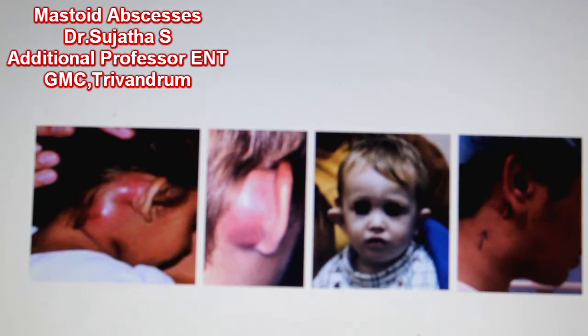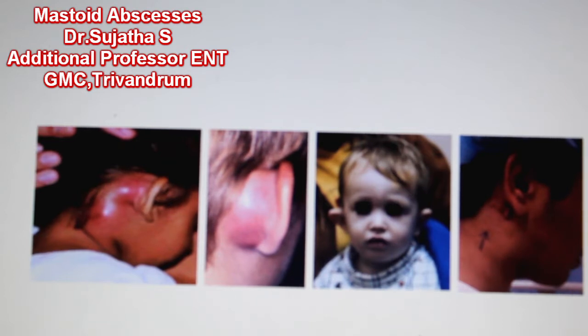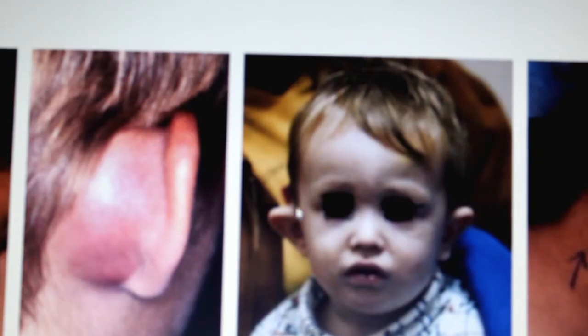Hello friends, these are four photographs which can be kept as spotters for examination. All the four, no doubt, are related to the ear. First and second, these two pictures are postaural abscesses, and in the first picture you can see it is extending to the upper neck also, and in this you can notice the displacement of the right pinna, which is displaced downwards, forwards and laterally.